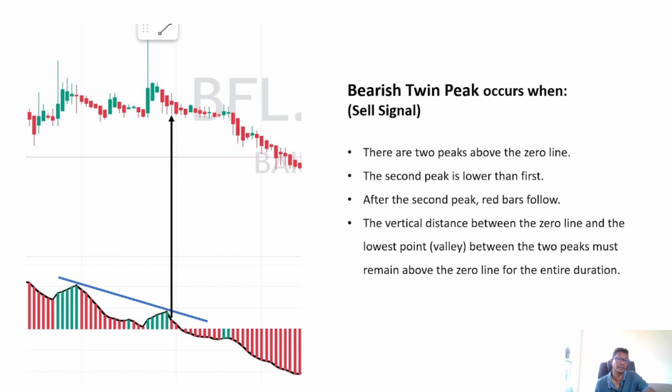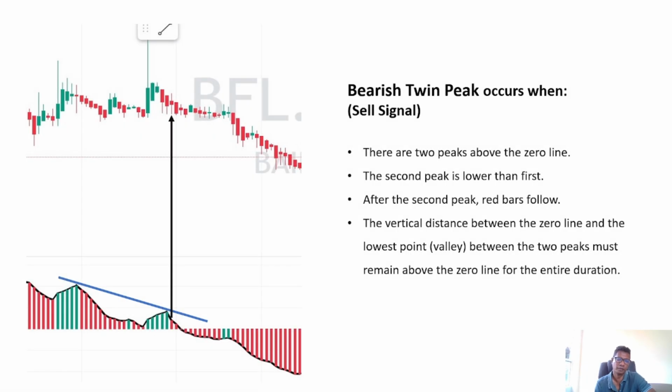The vertical distance between the zero line and the lowest point, called the valley, between the two peaks must remain above the zero line for the entire duration. Those are the conditions. This is a little complicated, but if understood in the correct manner, you can do marvelous things in the market.